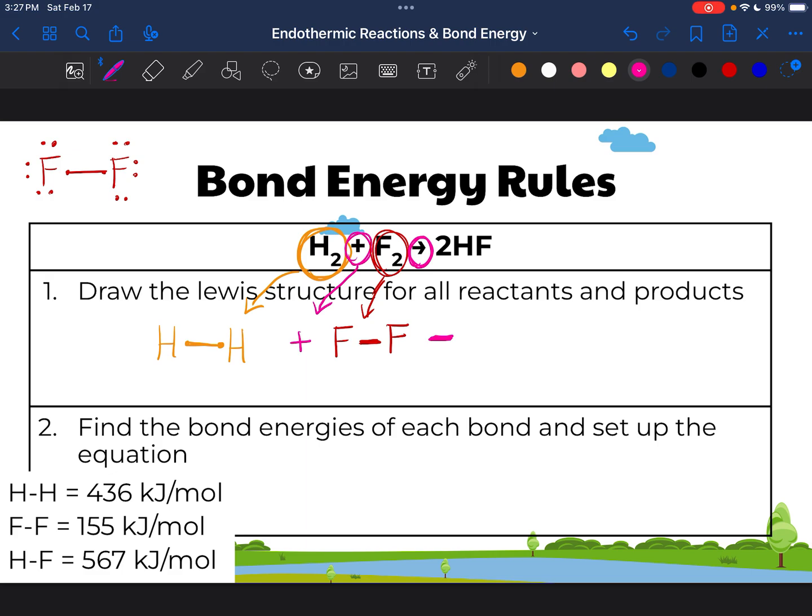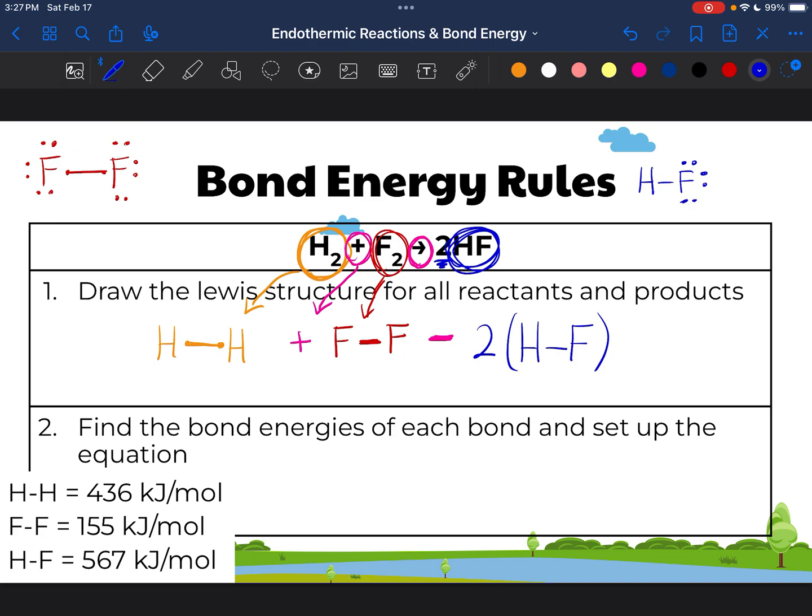Okay, now if I were to draw the next one, we have HF. Well, if I draw the Lewis structure, it looks like this. But like I said, we don't care much about the lone pairs, so I'm just going to put HF. Now there is a coefficient too, so I'm just going to put 2 times HF.